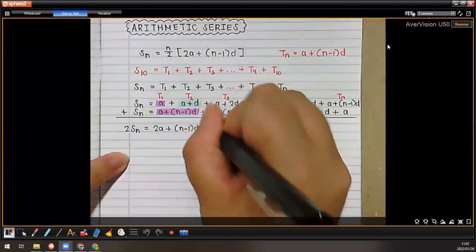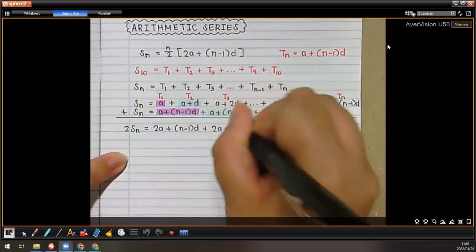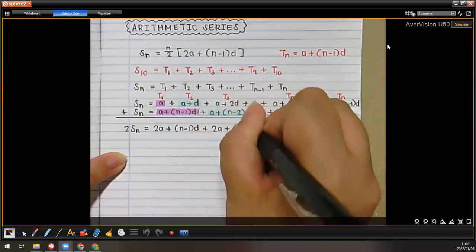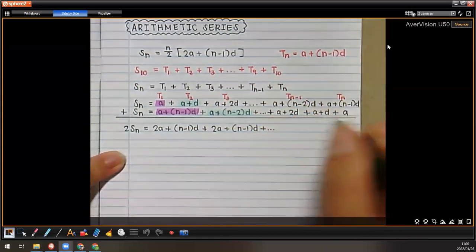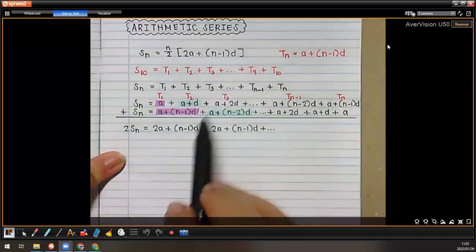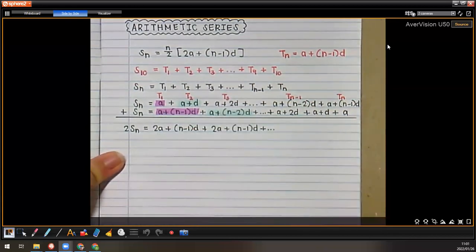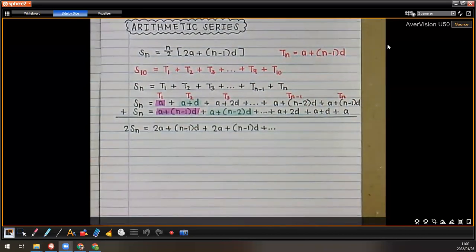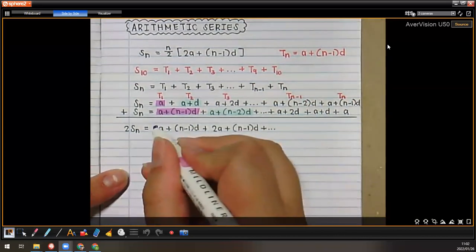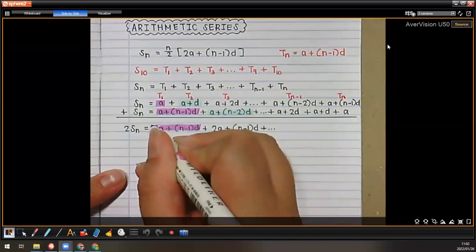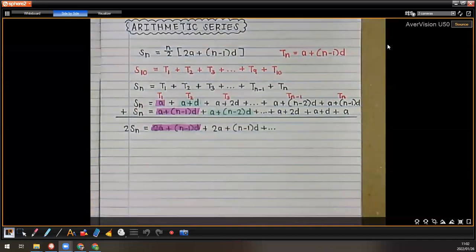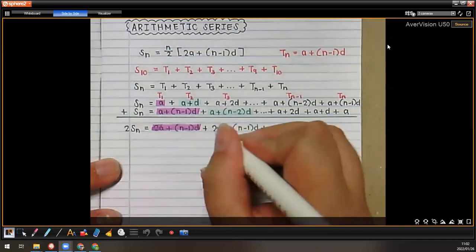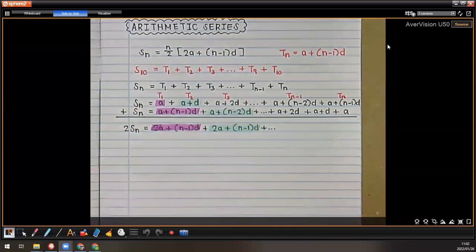2a plus n minus 1 d. Then I'm just going to do a plus dot dot dot. We don't have to show it for every single pair, but it will actually happen. We are actually going to get 2a plus n minus 1d from every single pair. What I'm just going to do, I'm just also going to highlight this in purple because we got this 2a plus n minus 1d from that. And then the second 2a plus n minus 1d came from the blue.